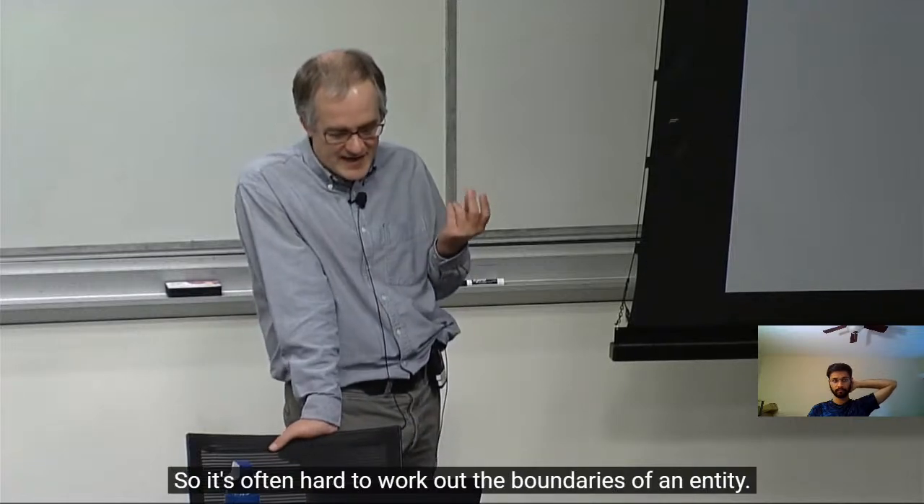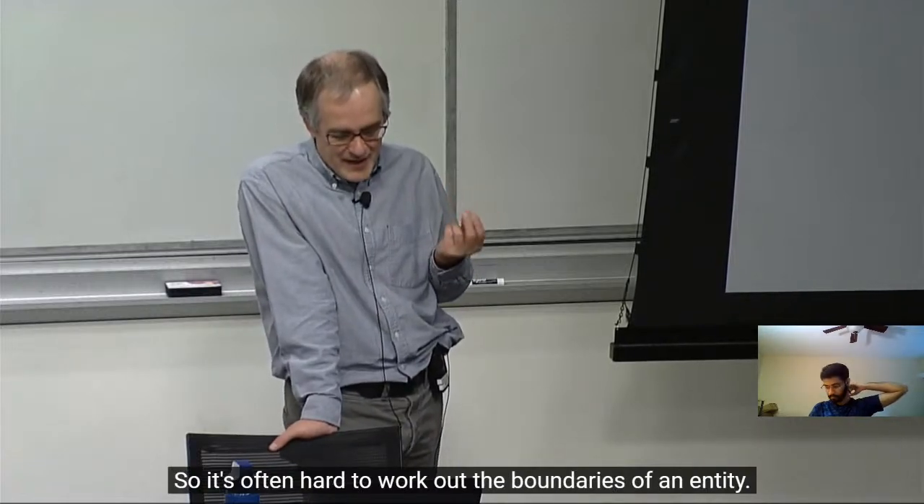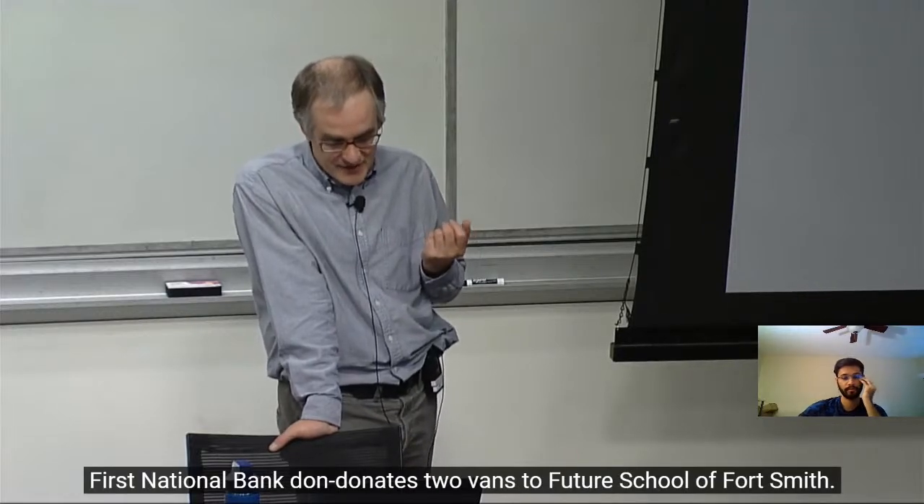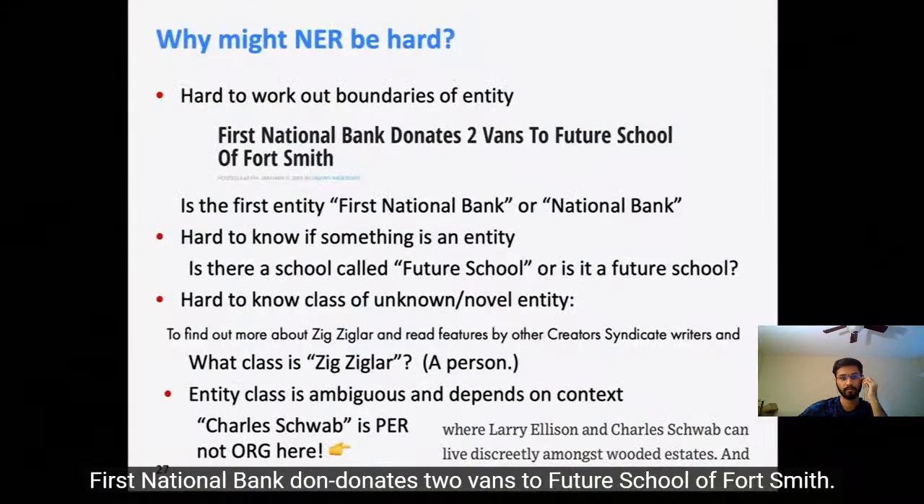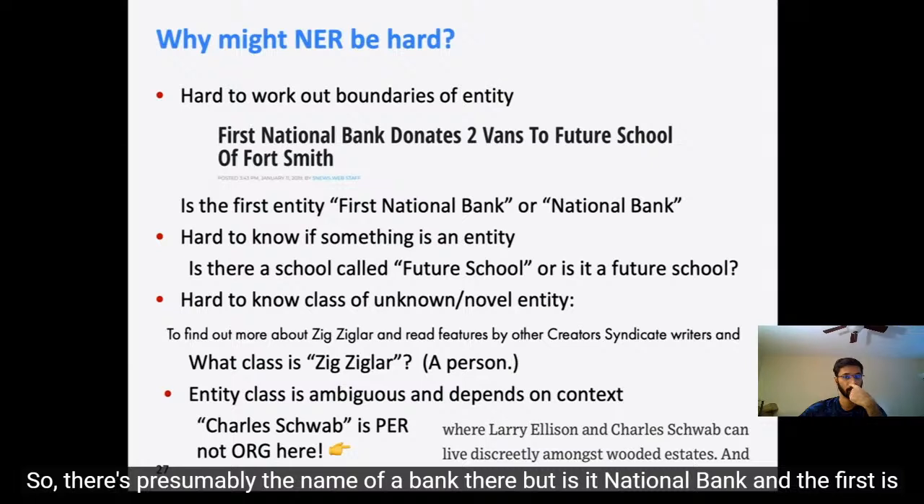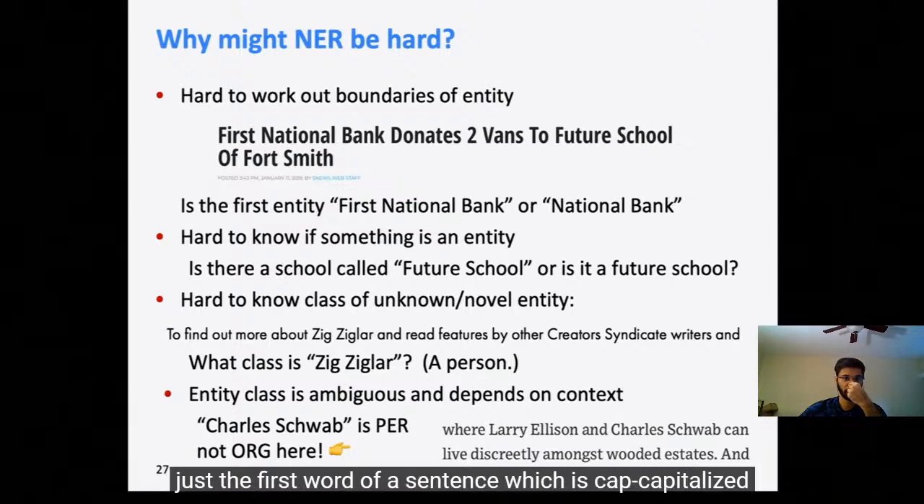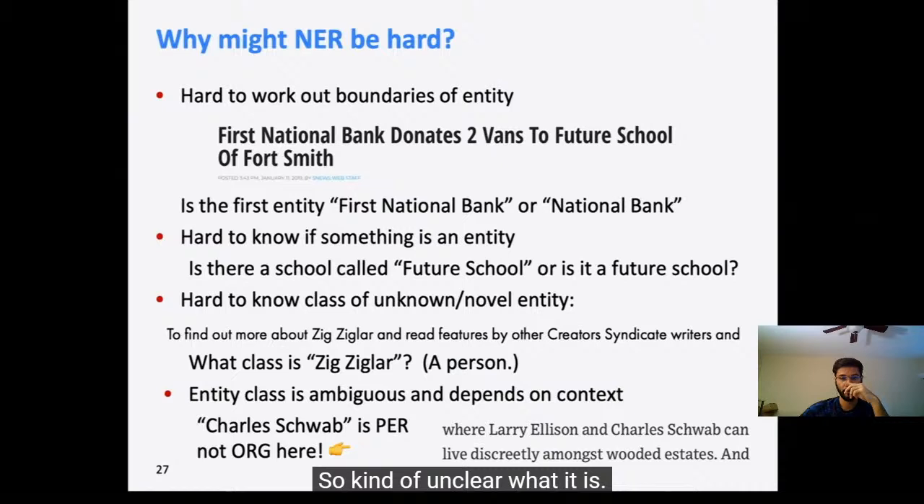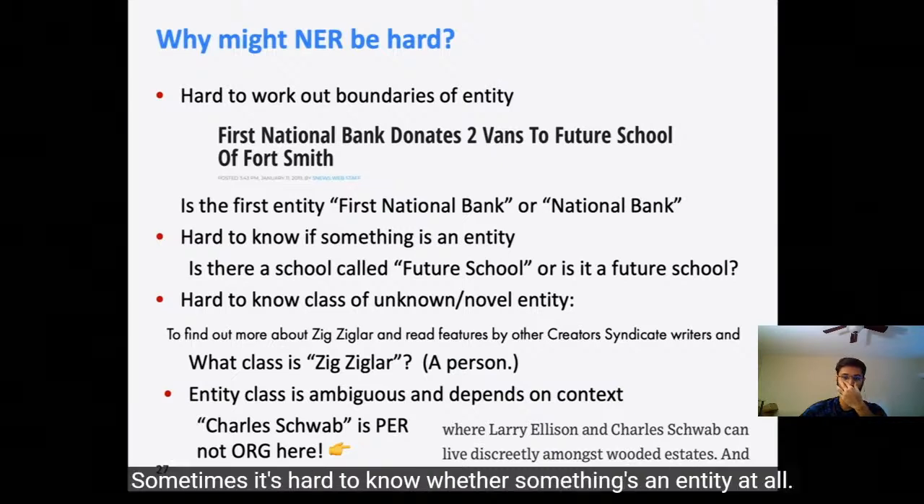It's often hard to work out the boundaries of an entity. So in this sentence, "First National Bank donates 2 vans to Future School of Fort Smith," there's presumably the name of a bank there, but is it National Bank and the "First" is just the first word of a sentence, which is capitalized, like "First she ordered some food" or something? So it's kind of unclear what it is. Sometimes it's hard to know whether something's an entity at all.